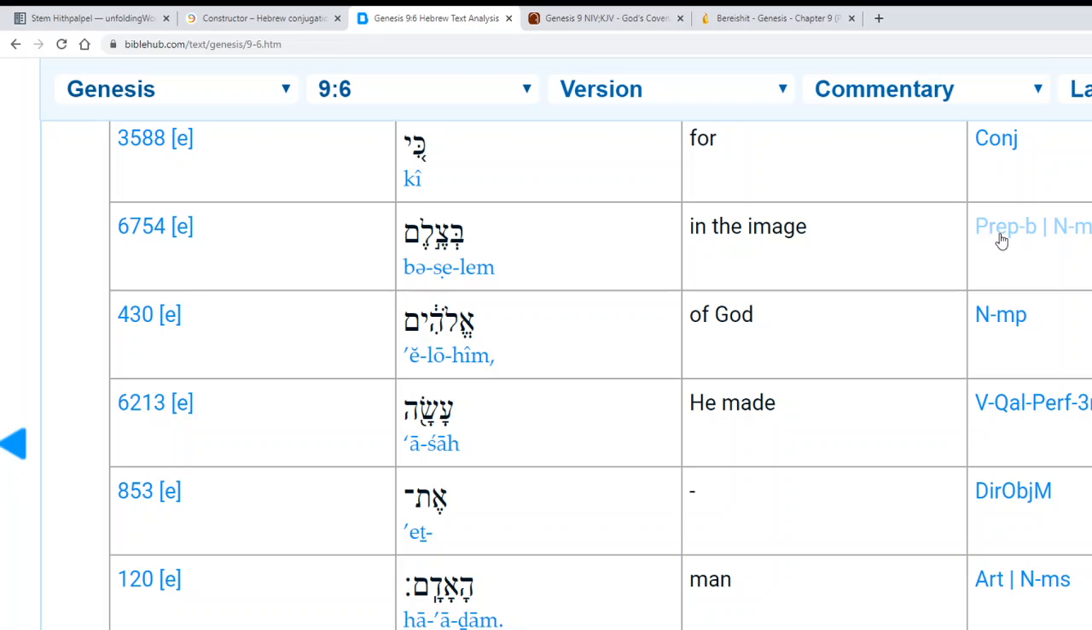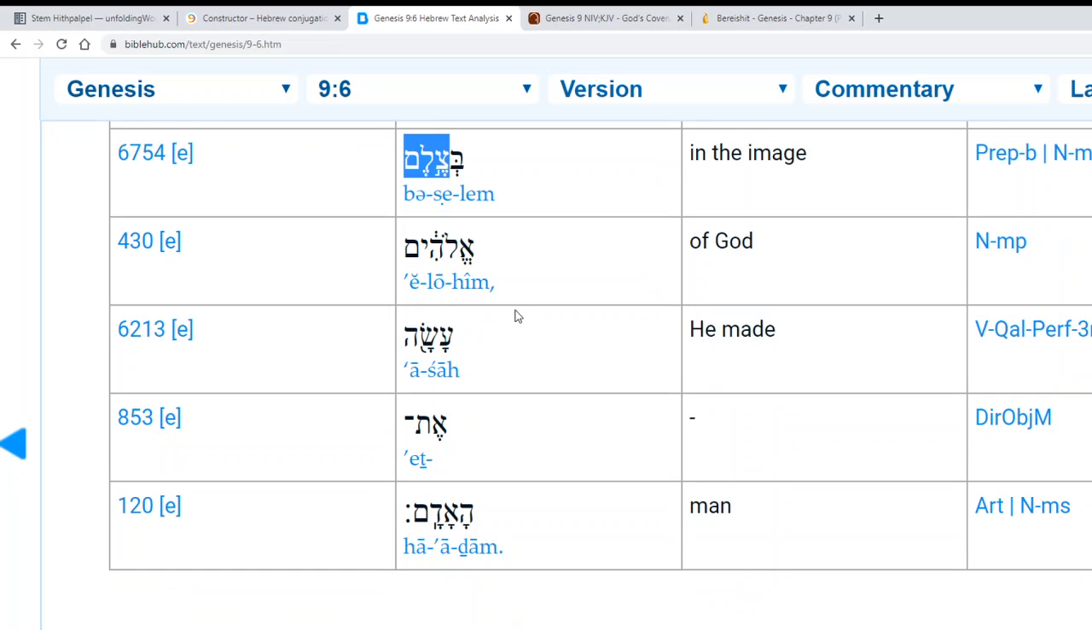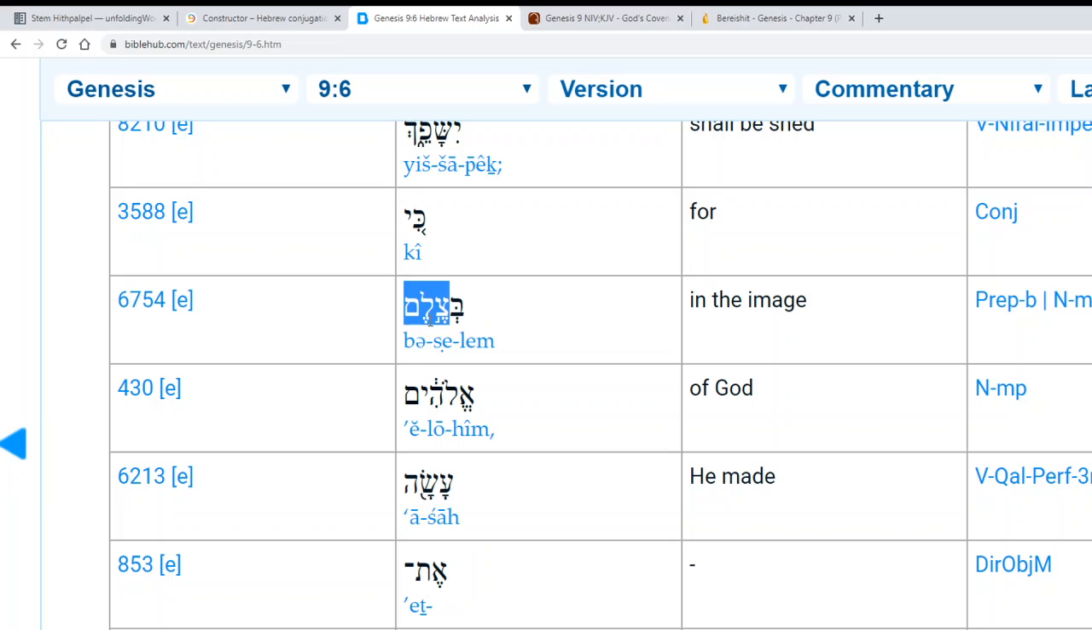Betzelem, right? Prepositional bet. Tselem we've had before. It's tzadek lamed mem, image. Tselem elokim, we're referring to God. Tselem is in the construct with elokim, with God. The image of God, imago Dei in Latin. Asa et ha'adam. Betzelem Elokim asa et ha'adam.